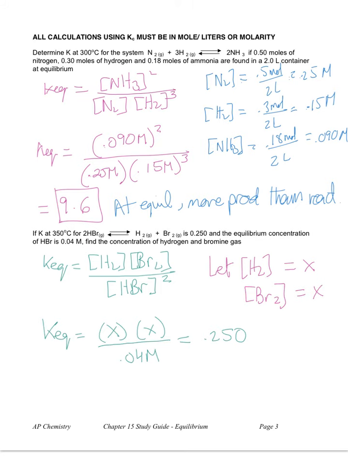So I know that x times x divided by 0.04 is equal to 0.25. So that means x squared over 0.04 equals 0.25. If I multiply those two numbers, I'll get what x squared is equal to, and then I can take the square root. So then if you solve for x, you get that x is equal to 0.02 molar, which is my concentration of H2 and my concentration of Br2. So that's my answer.